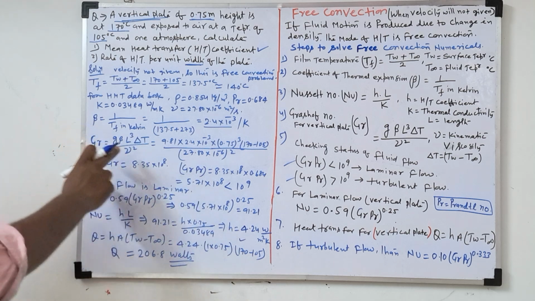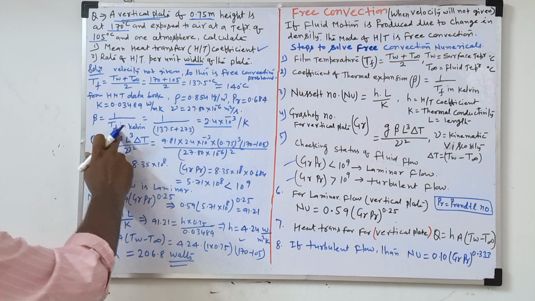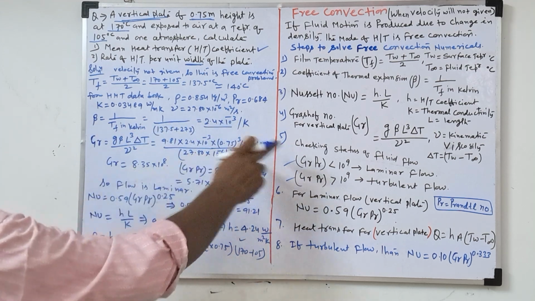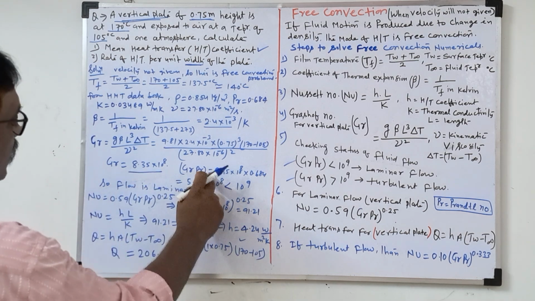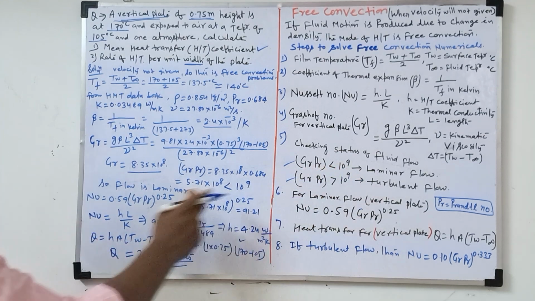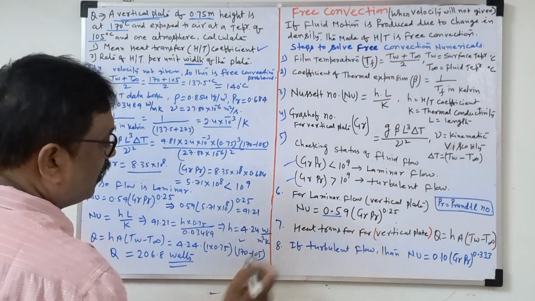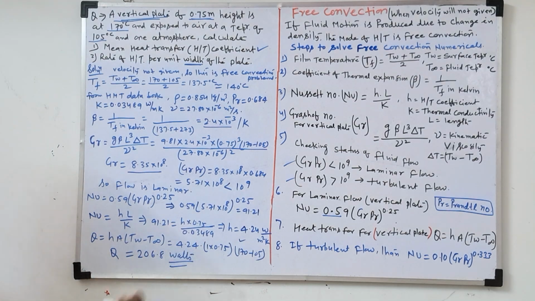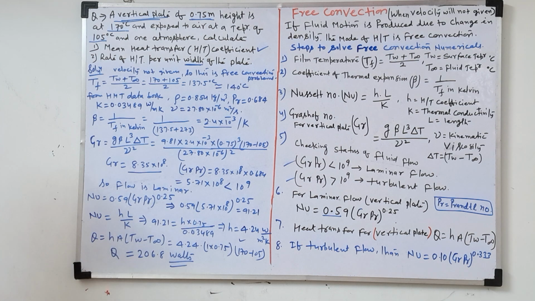We'll take them. Then for free convection, we have to find the coefficient of thermal expansion, so 1 by T_f in Kelvin. Then the Grashof number value we already substituted, and we got the Grashof number. Then we find this product and see the status of the fluid, either laminar or turbulent. This given problem is laminar flow, so we took the Nusselt number for laminar flow and substituted the values. We got the heat transfer coefficient. That heat transfer coefficient we substituted here, and we got the heat transfer. So this is the solution for that question.